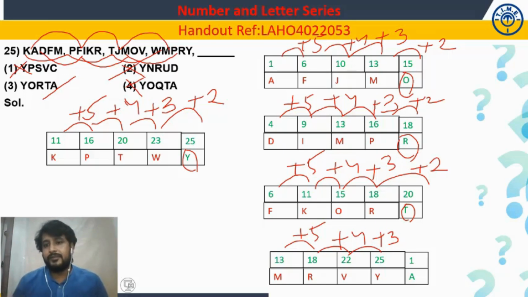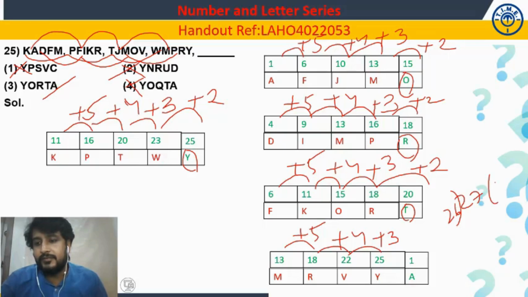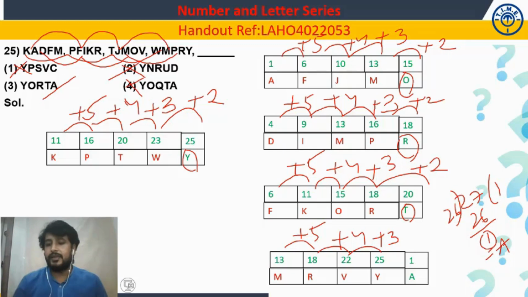25 plus 2, 27. 27 is nothing but which letter? How to find it? 27 divided by 26. 26 once is 26. And what is the remainder? 1. What is the first letter? A. So A is also equal to 27. A's place value is 1, so 27 is nothing but again A. So Y, O, R, T, A. Perfectly matching with the third option.